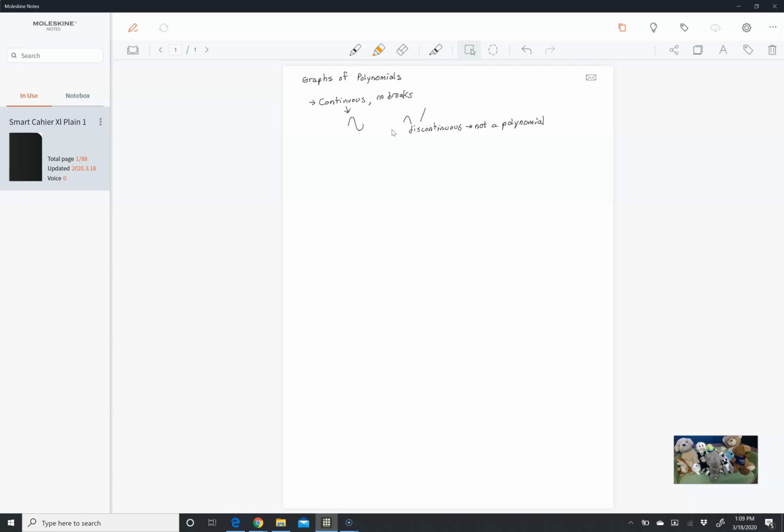The next thing is that they're going to have smooth minimums and maximums. So you can see here and in the other graphs that we talked about, they sort of curve around. If you looked at an absolute value graph, for example, that does not have a smooth minimum or a maximum. That's very pointed.